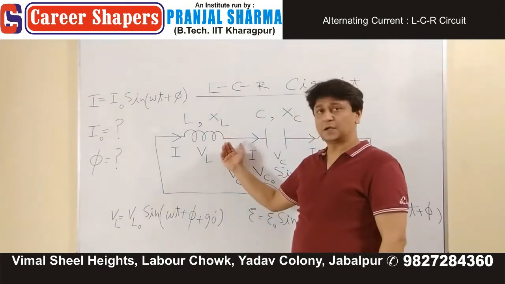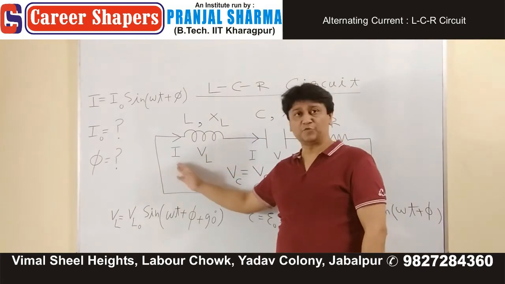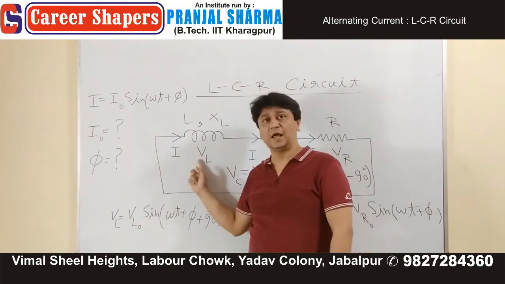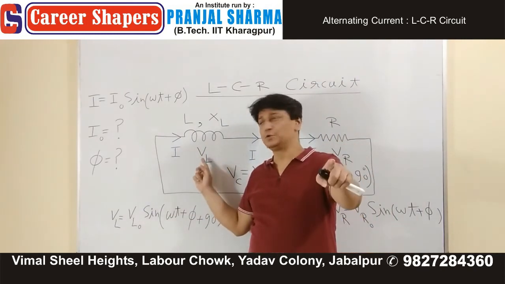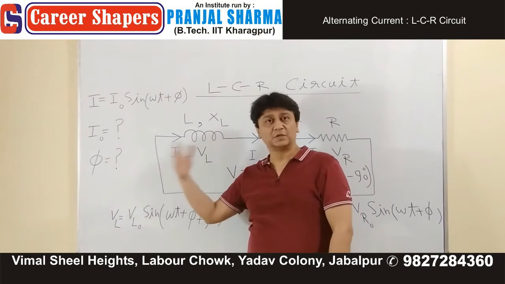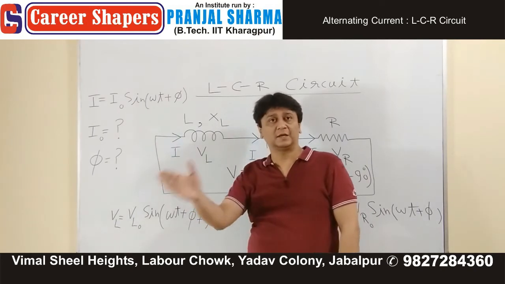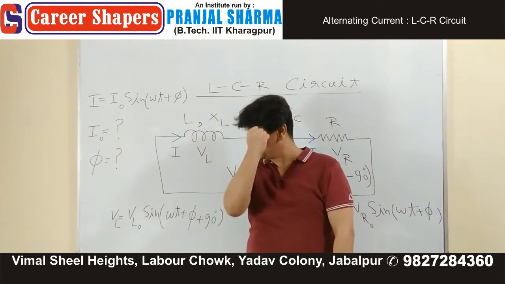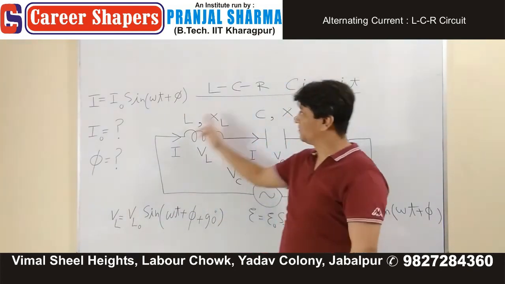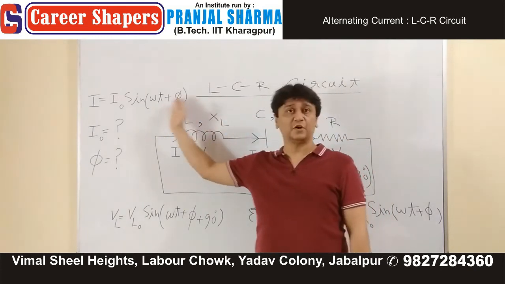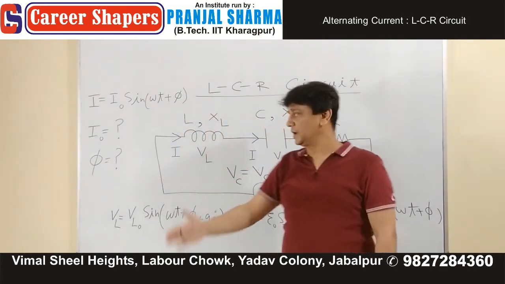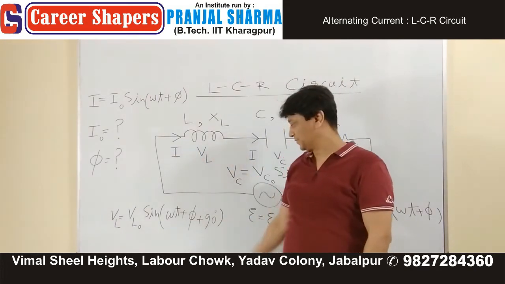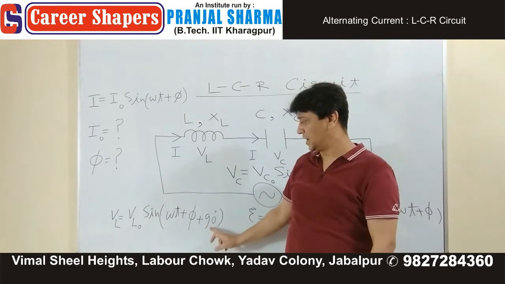For inductors, current is something which lags behind. So if somebody has given you the phase of VL and he asks you the phase of I, then you will say that phase lags behind, and you will subtract 90. But if somebody has given you the phase of I, then definitely potential difference is going to lead by 90.